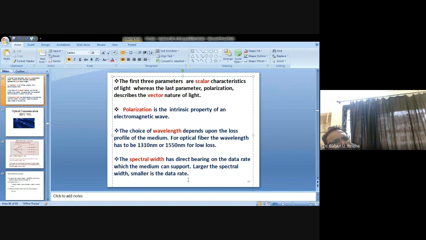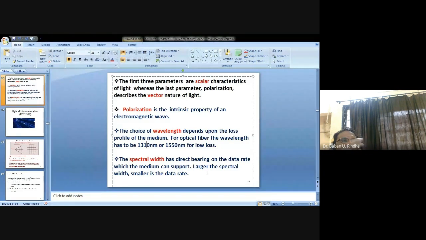The spectral width has direct bearing on the data rate which the medium can support. Larger the spectral width, smaller is the data rate. If you have a larger spectral width available, then the data rate is smaller. When we talk about the LED, it has more spectral width available, about 36 nanometer for the particular LED spectrum. At that time we have low data rate transmission.